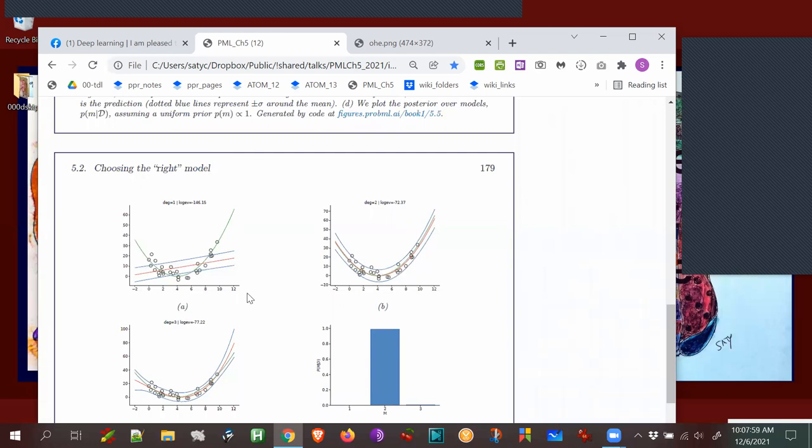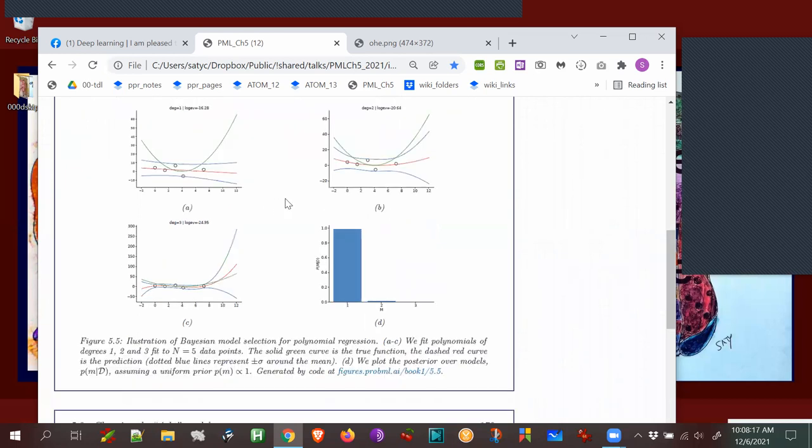You calculate the posteriors for degree 1, for degree 2, and degree 3, and you plot them here. So degree 1, degree 2, much, much better than either one of those. Degree 3, then you end up picking degree 2, which is exactly the right value that you want. So then that is the illustration of what model you would pick.